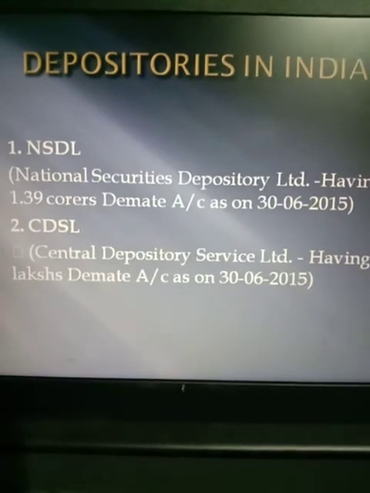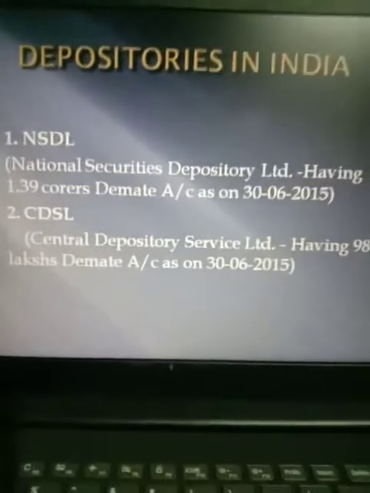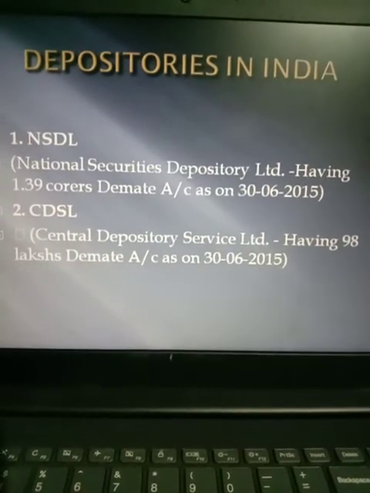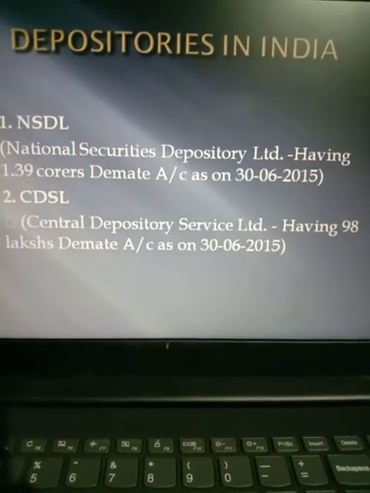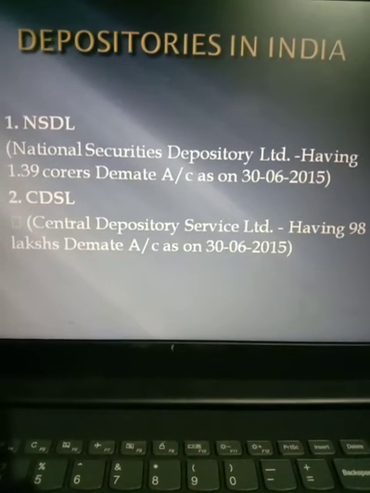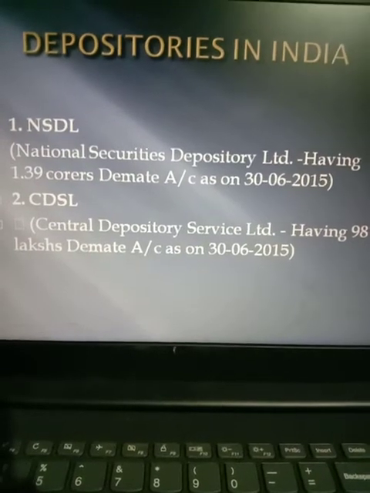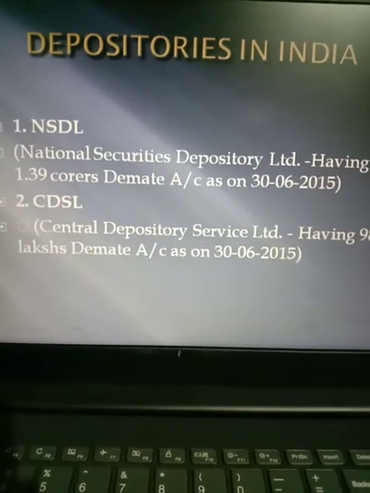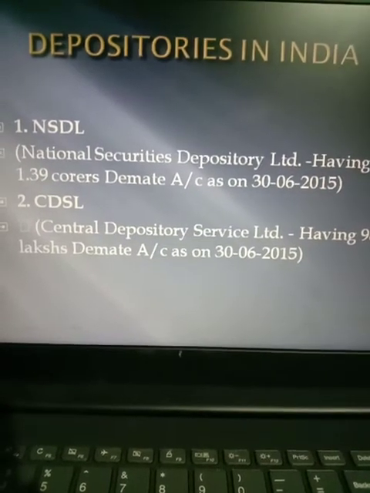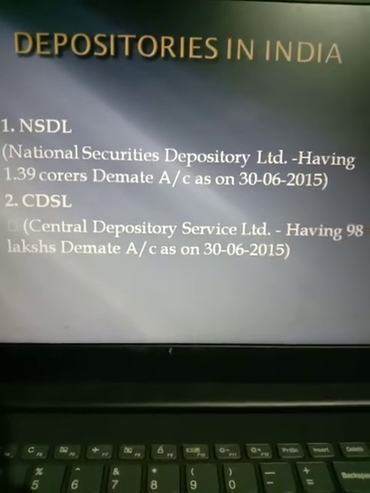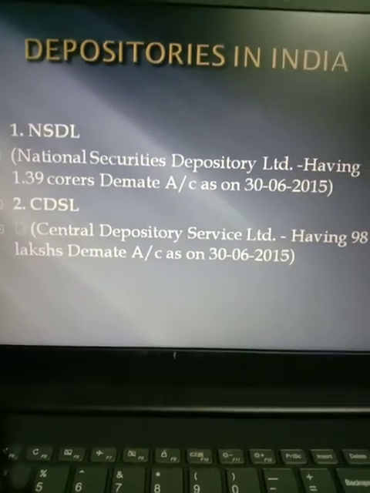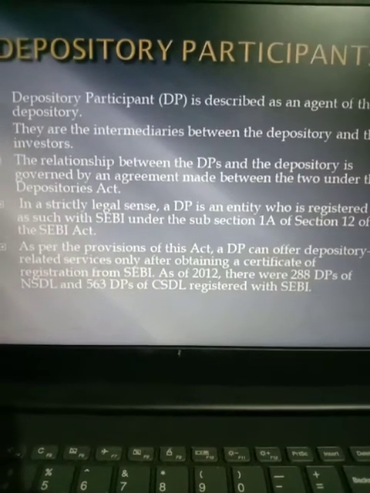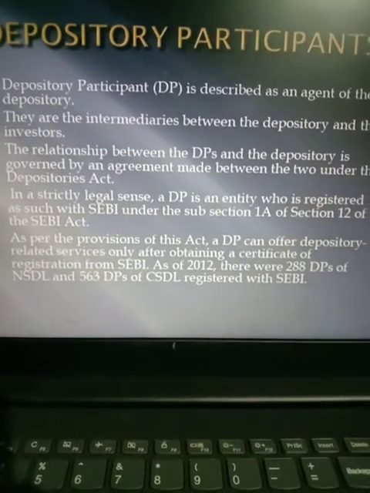Next one is CDSL, Central Depository Services Limited. This is also one of the main depositories in India, having around 98 lakh demat accounts as on 30th June 2015. Now it may have increased. So these are the major depositories in India. These two institutions were apex institutions when it comes to the dematerialization as well as the settlement process. Let's start our main topic, that is depository participants.